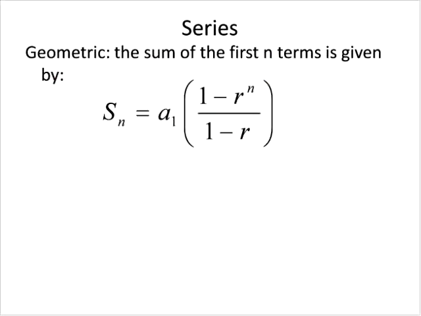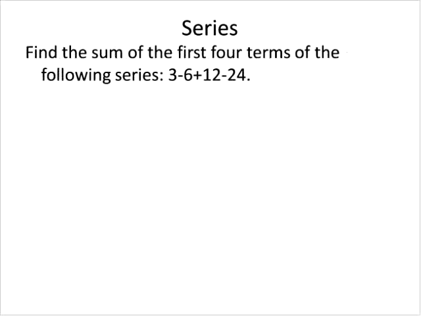Now, if you have a geometric sequence, the sum of the first n terms is given by this formula. A again is the first term. R is the common ratio, not the common difference. That's for arithmetic, common ratio. Let's look at an example.